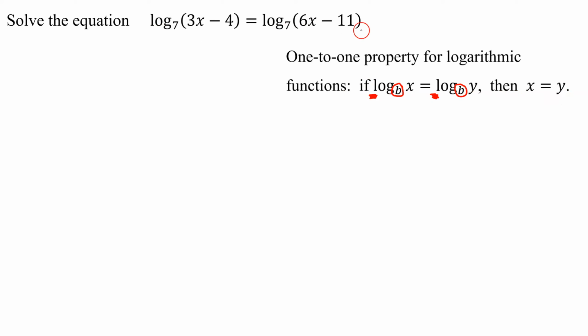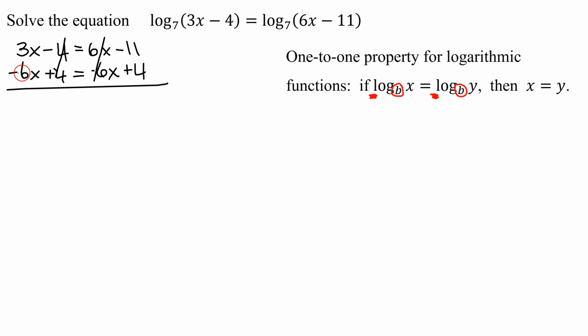So since this statement is true, then I know the 2 arguments of the logs have to be equal. So I know 3x minus 4 has to equal 6x minus 11. So I've gone from a logarithmic equation to a simple linear equation. Let's solve that quickly. I'm going to subtract 6x from both sides of the equation. And I'm also at the same time going to add 4 to both sides of the equation.